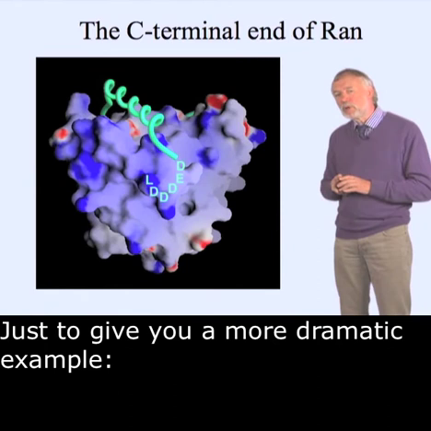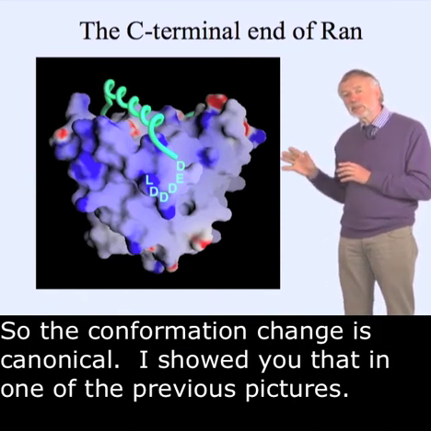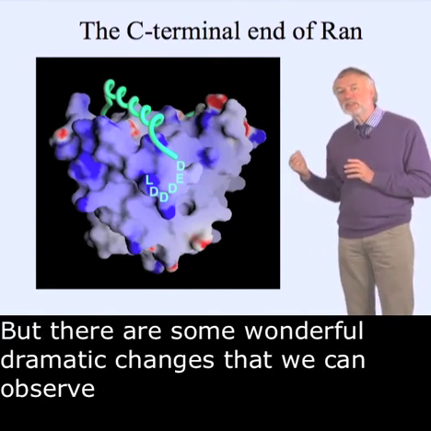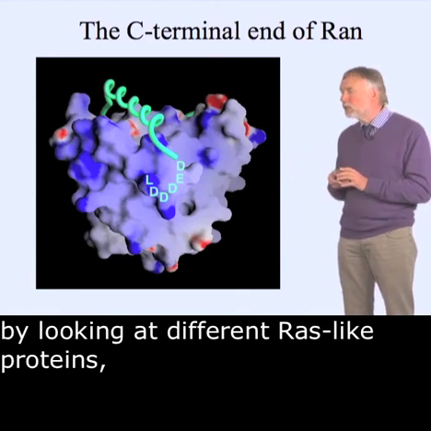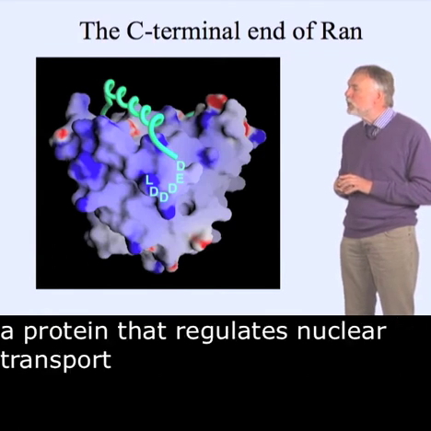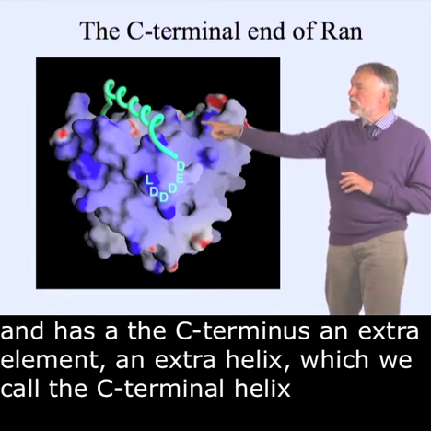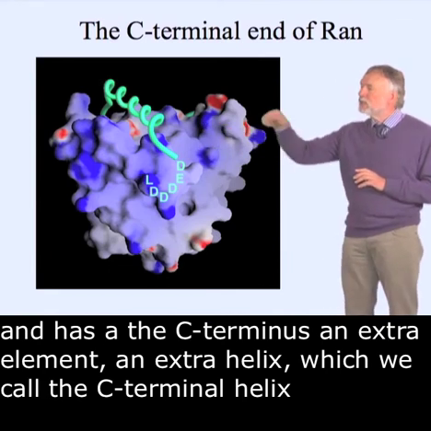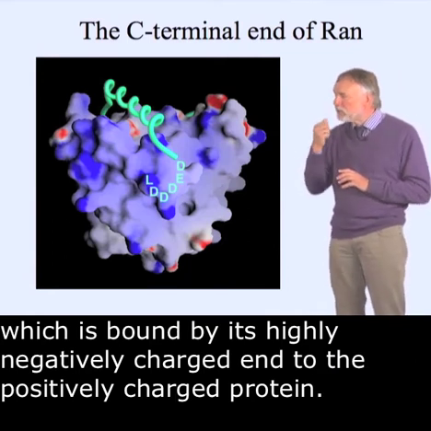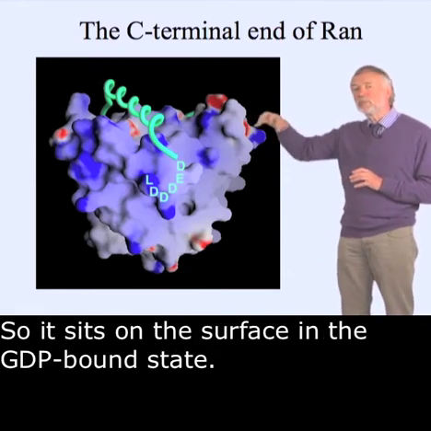Just to give you a more dramatic example: the conformation change is canonical. I showed you that in one of the previous pictures. But there are some wonderful dramatic changes that we can observe by looking at different RAS-like proteins. For example, the protein RAN that I introduced you to briefly before, the protein that regulates nuclear transport. That has at the C-terminus an extra element, an extra helix, which we call the C-terminal helix, which is bound by its highly negatively charged end to the positively charged protein. So it sits on the surface in the GDP-bound state.